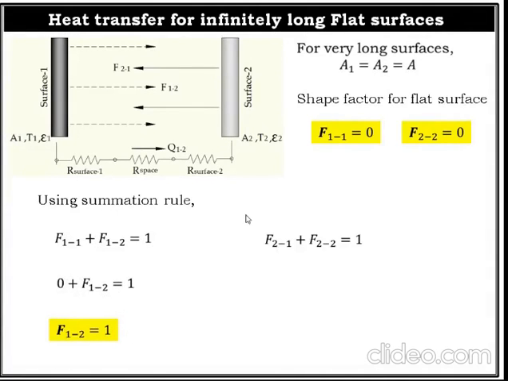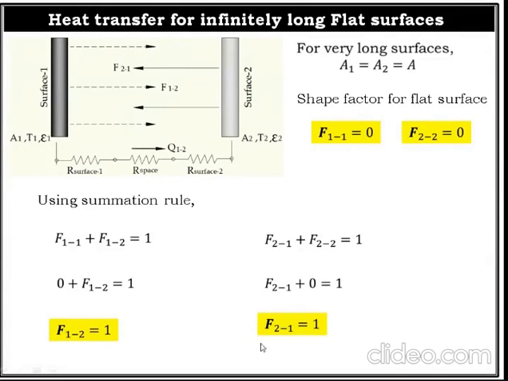Again, we can either use the reciprocity rule or apply the summation rule for surface 2. So the summation rule for surface 2: shape factor F21 plus shape factor F22 must equal 1. F22 is 0, so F21 is 1, because whatever radiation is emitted by surface 2 is totally absorbed by surface 1, because both have the same area.